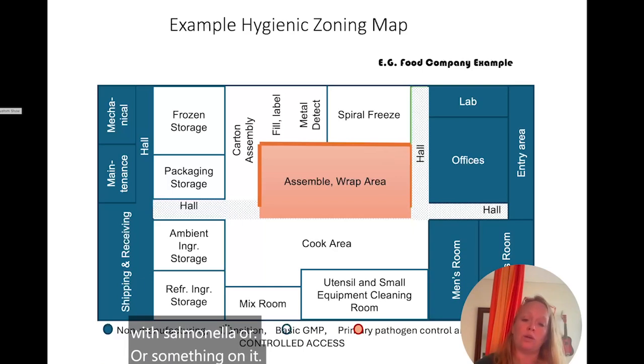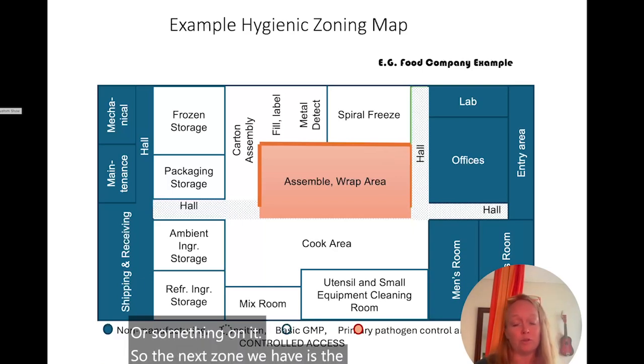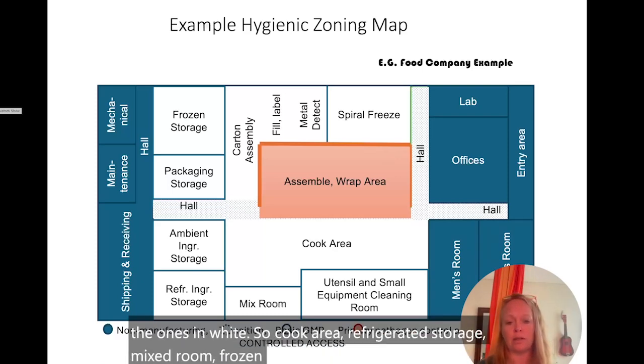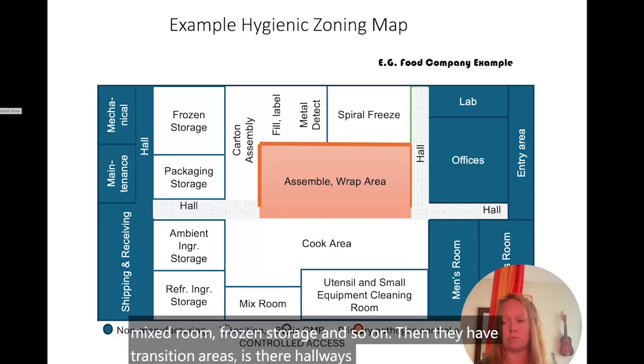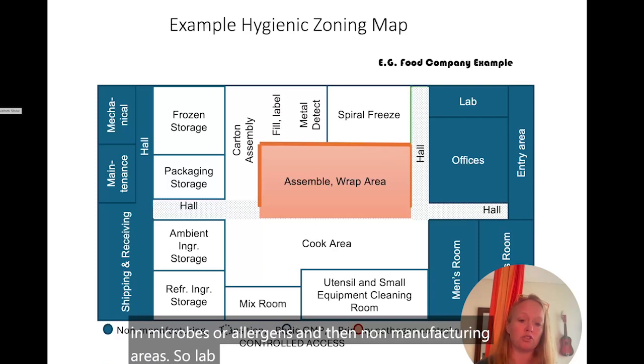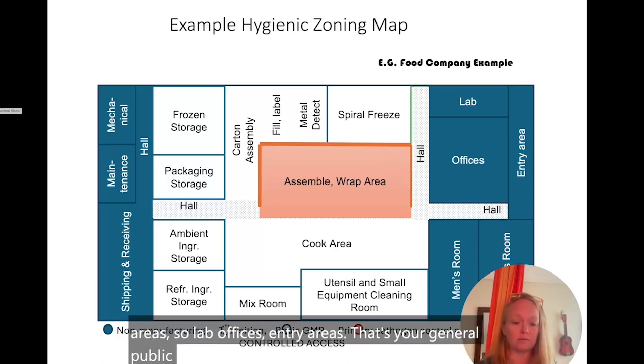The next zone we have is the general GMP area. Those are the ones in white: cook area, refrigerated storage, mixing room, frozen storage, and so on. Then they have transition areas. Those are hallways, so pathways to bring in microbes or allergens. And then non-manufacturing areas, so lab, offices, entry areas, that's your general public areas.